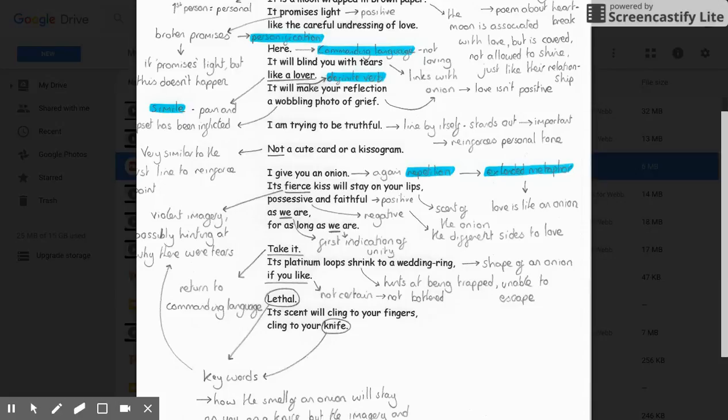I don't know. The last stanza is very important. Lethal. How is an onion lethal? How is love lethal? At first, well, we don't get it. I think the hint here, particularly with the onion, is that, well, an onion isn't lethal, but you use a knife to cut an onion, which is lethal. Again, love isn't lethal, but if you bring a knife into the situation, into the relationship, it can become lethal.